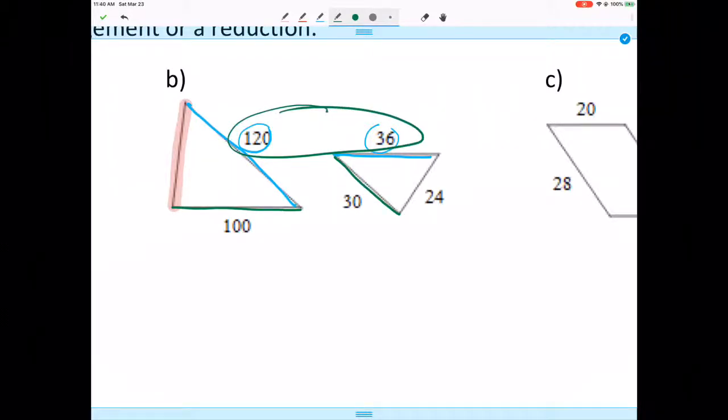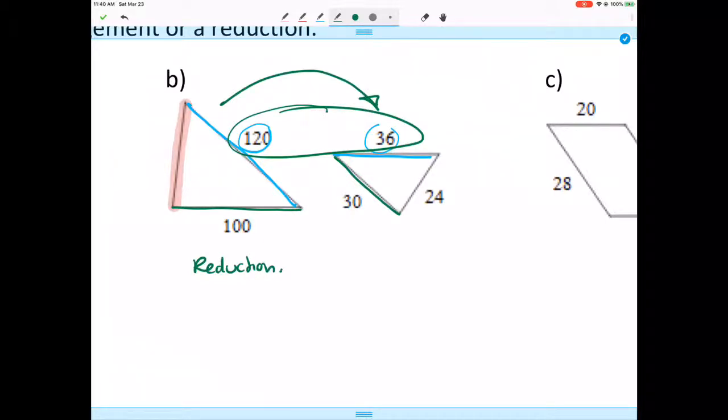So for example, going from here to here, this is going to be reduction. To make sure that it's less than 1, our ratio is going to need to be 36 divided by 120. And that gives you, let me get a calculator really quick. I didn't write it this way in my notes.